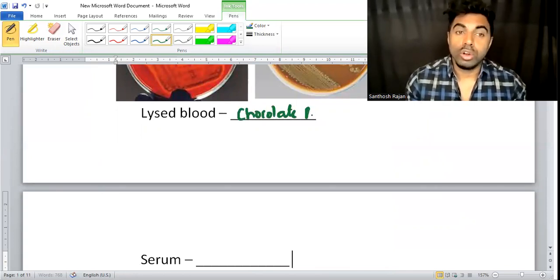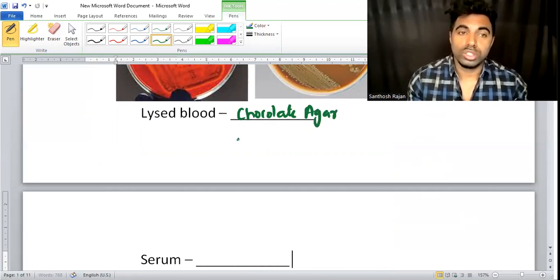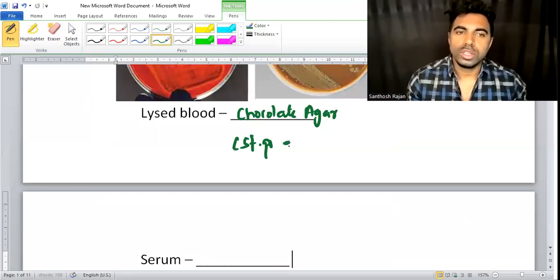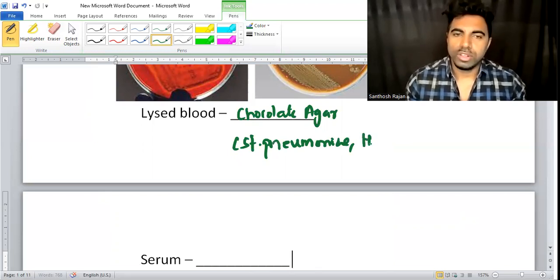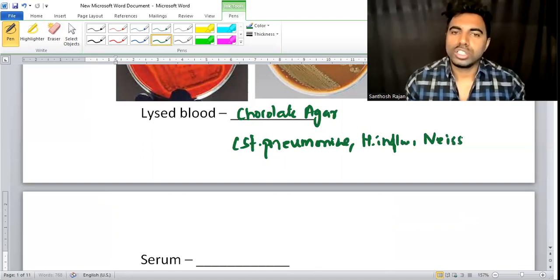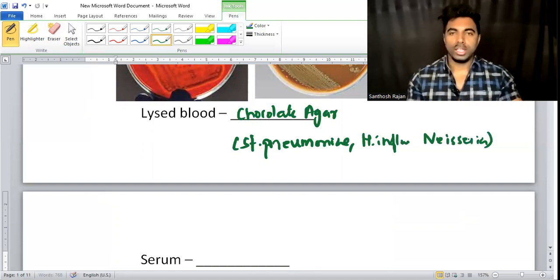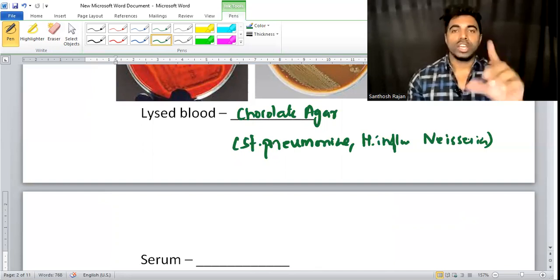In chocolate agar, a lot of important fastidious bacteria grow. One is Streptococcus pneumoniae, and the other is H. influenzae, and your Neisseria. See, all these special bacteria grow in the chocolate agar. That's why it's an enriched media.